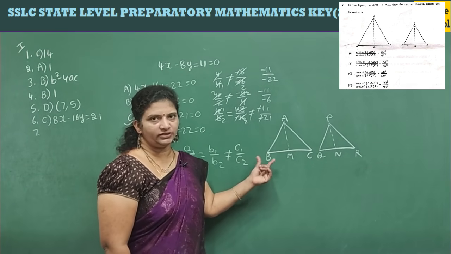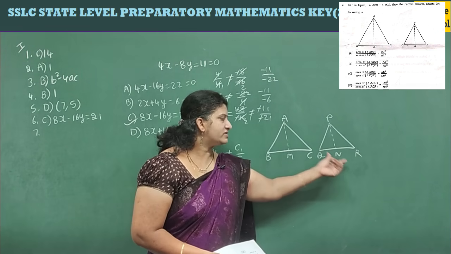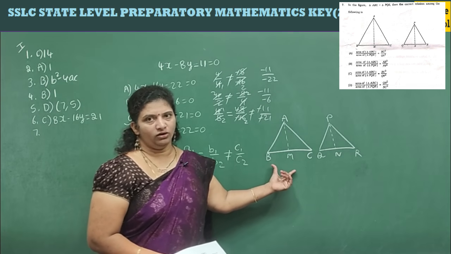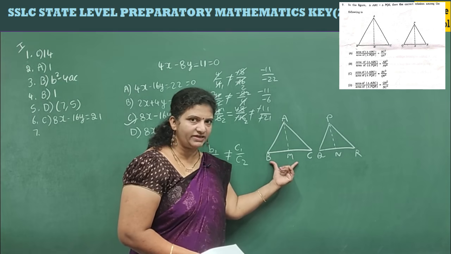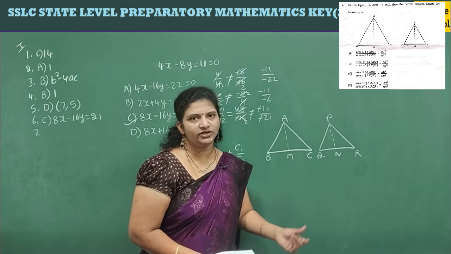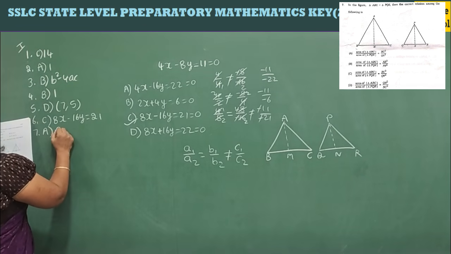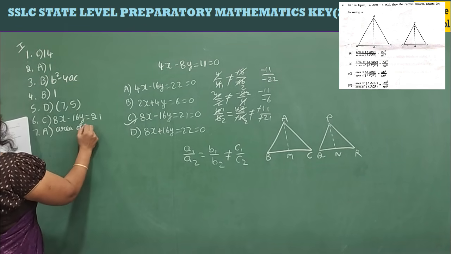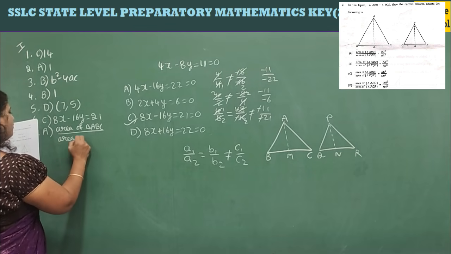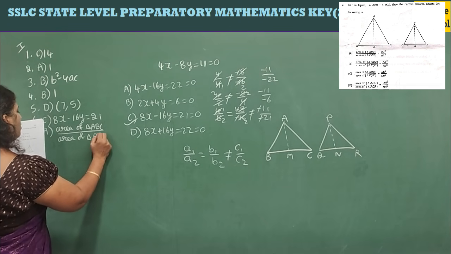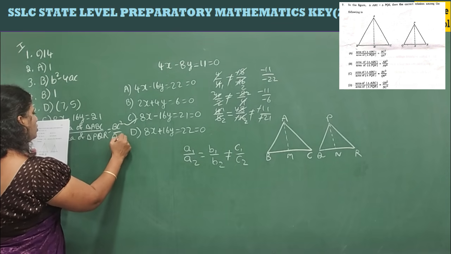Coming to your last option, area of triangle ABC by area of triangle PQR is equal to QR square by BC square. Wrong. Why is it wrong? In the numerator, you should have this triangle's side, not this triangle's. So this option is wrong. So I go with option A: area of triangle ABC by area of triangle PQR is equal to BC square by QR square.